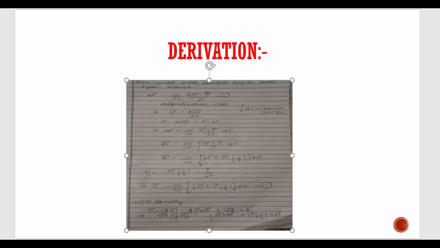Now we have to use a vector identity here, and the vector identity is del cross phi A vector is equal to phi del cross A vector plus del phi cross A vector. Here phi is a scalar quantity and A is a vector quantity. So replace phi with 1 upon r and A vector with M vector. After replacing, we get del dash cross (1 upon r) M vector is equal to 1 upon r del dash cross M vector plus del dash of 1 upon r cross M vector.